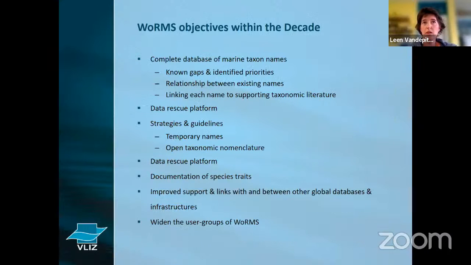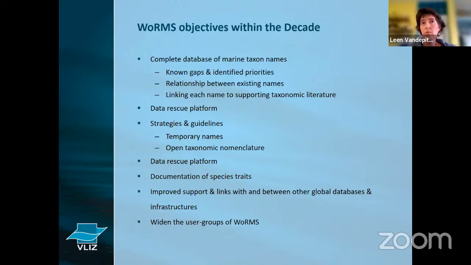Now, there are several high-level objectives that have been defined for WORMS within the decade. A first goal is to provide a complete database of marine taxon names by targeting the currently identified priorities and gaps, documenting the relationship between existing names, and linking each name to the supporting taxonomic literature. WORMS also serves as a data rescue platform for taxonomy-focused databases that are at the brink of disappearing. And by offering WORMS as a rescue platform, we can safeguard expert knowledge and make it widely and publicly available.